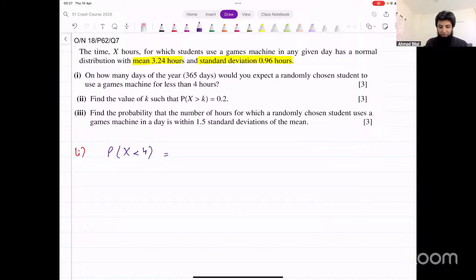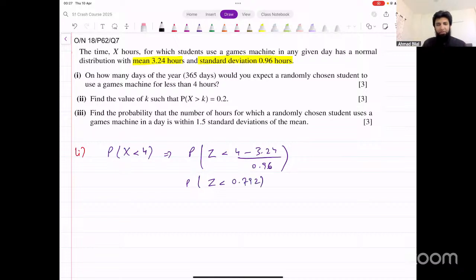Let's do that first. Convert it to z. It's not simple normal distribution. So it becomes 4 minus the mean, which is 3.24, divided by the standard deviation, which is 0.96. And that will give you some value. What do you get from this? 0.792. Is this the standard form? It is the standard form. It's z less than a positive value. So we can use the table directly. We don't have to change it anyway.